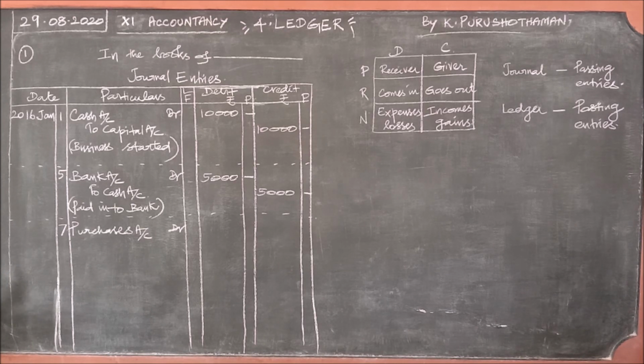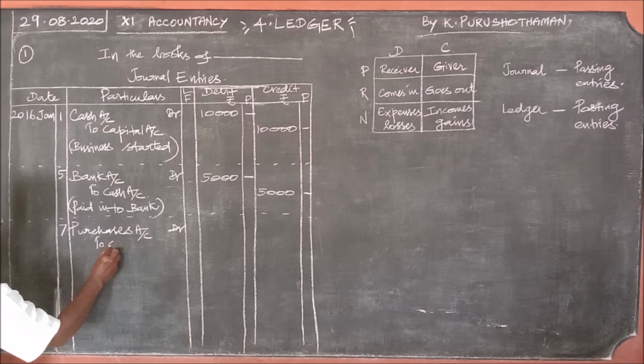Whatever the furniture, if furniture is bought, furniture account debtor. But when goods are purchased, we cannot write goods account debtor, but we should use the term purchases account debtor. Purchased goods from Ram for cash. Go to the credit rules, any giver? No. Anything goes out? Yes, cash goes out. Therefore, purchases account debtor to cash account.